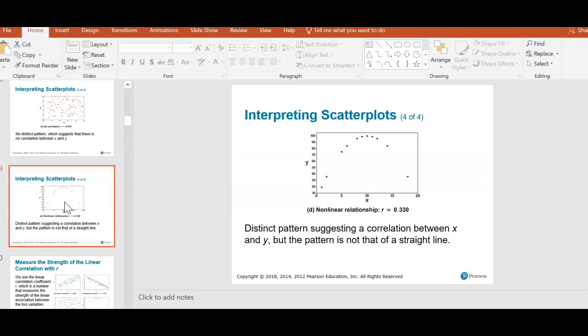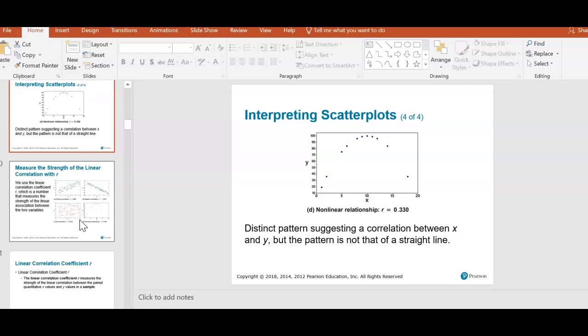There is a very distinct pattern on this scatter plot, but the pattern is not a straight line, and there seems to be some sort of non-linear relationship going on. You probably recognize this as a parabolic relationship. There is an r value of 0.3, so I'm not 100% sure what to make of that.